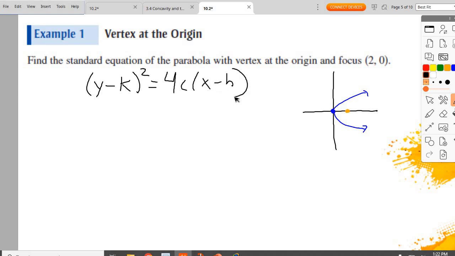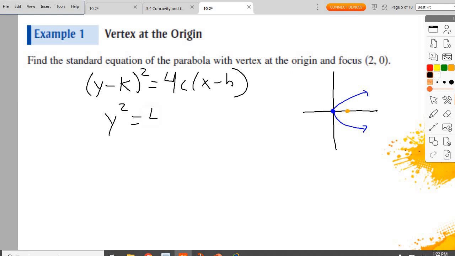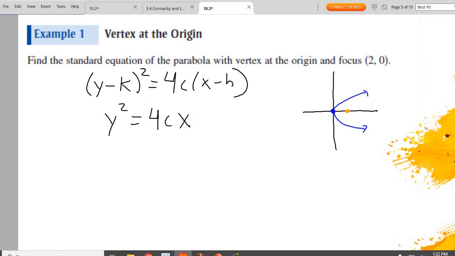But we already know two of those values. It tells us that we're centered at the origin. So what are h and k? 0. Well, that's nice. Now, it does ask us to find the equation. So remember, with any equation from a graph, I want x's and y's. That's how I get a graph, by having x's and y's in my equation. So those are going to stick.